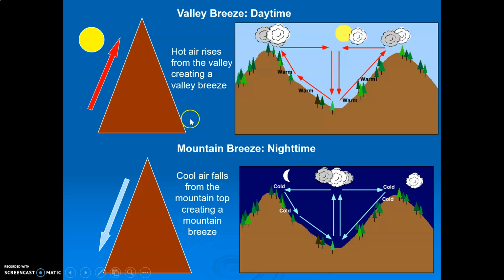Here's another way to look at it. The hot air rises from the valley, creating a valley breeze. The valley out and creates that circulation pattern. At night, the cool air is going to fall from the mountain down into the base of the valley, creating the mountain breeze. Again, it starts where its name is from. It starts in the valley and it blows up. It starts on the mountain and it blows down. Okay? They are opposites, but they work together.